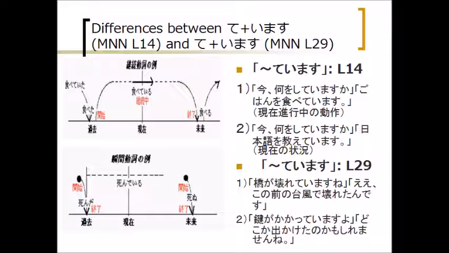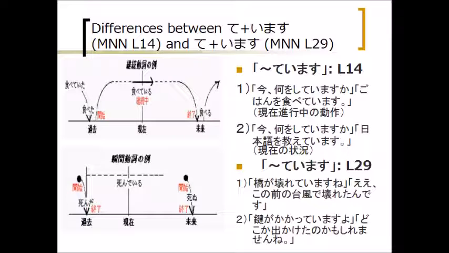Example, 壊れました. Once the 箸 is broken, it's broken. There's no continuation. And then 鍵がかかっていますね。いますよ。The door is locked. So do take note. The difference for ています in chapter 14 is an ongoing action, something that is ongoing. Whereas what you learn in chapter 29 is that we are talking about a state, a state of what happens.